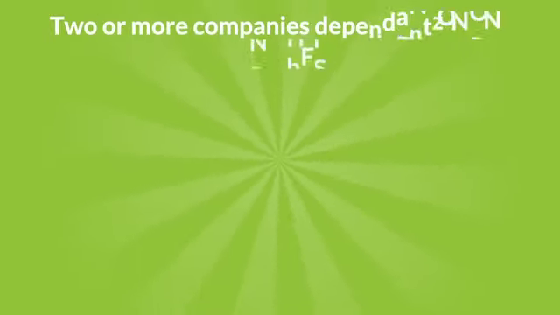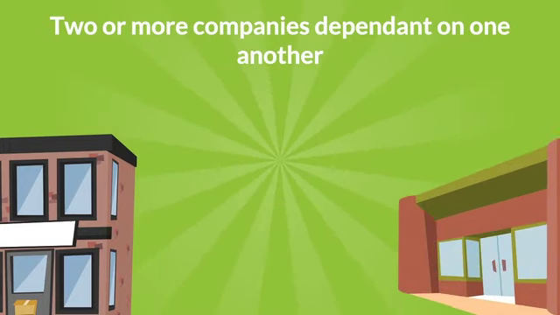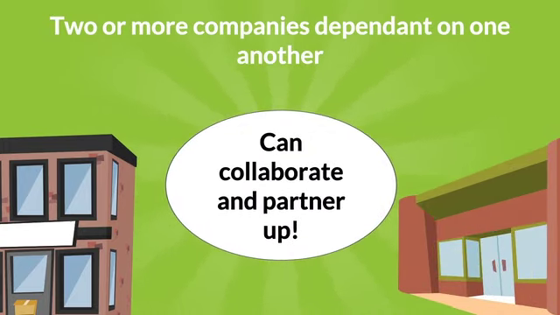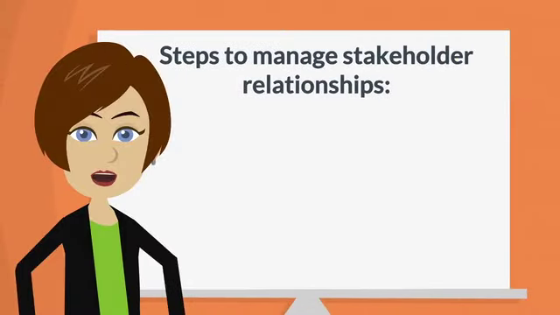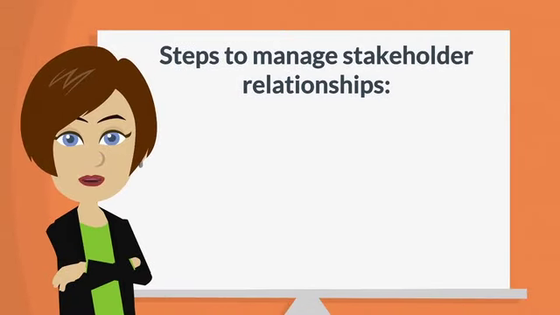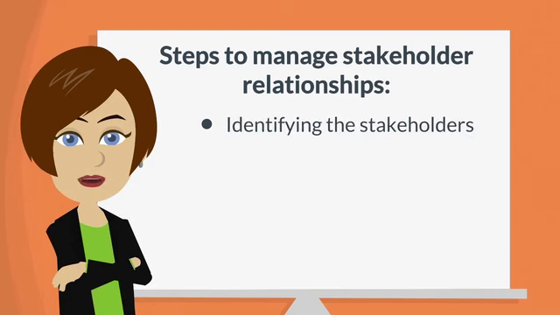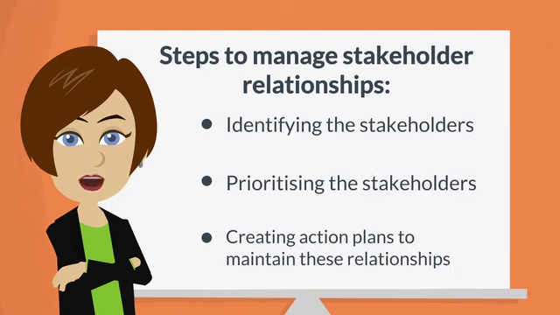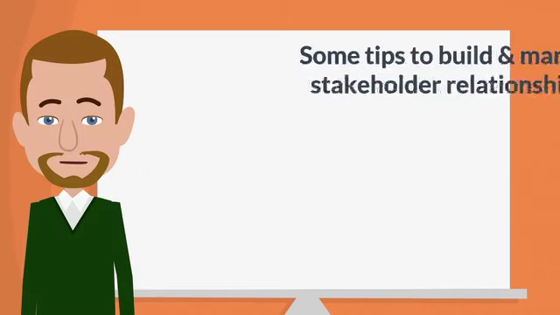Any two or more companies dependent on one another to supply goods or services to an end customer are able to collaborate and partner up. There are steps that can be followed to manage these stakeholder relationships, which include: 1. Identifying the stakeholder, 2. Prioritizing the stakeholder, and 3. Creating action plans to maintain these relationships.